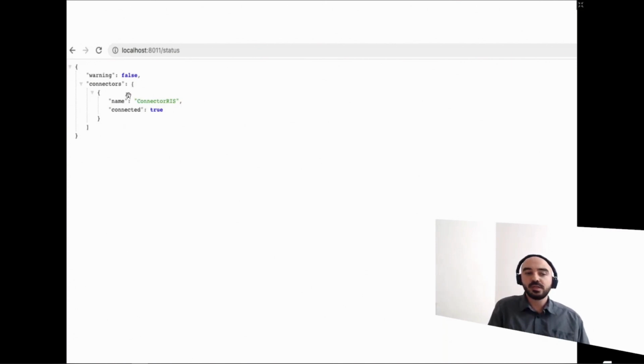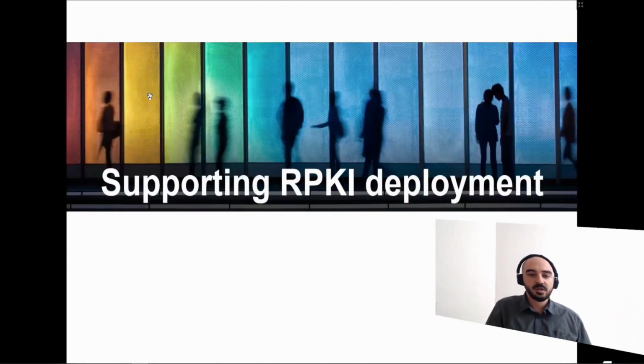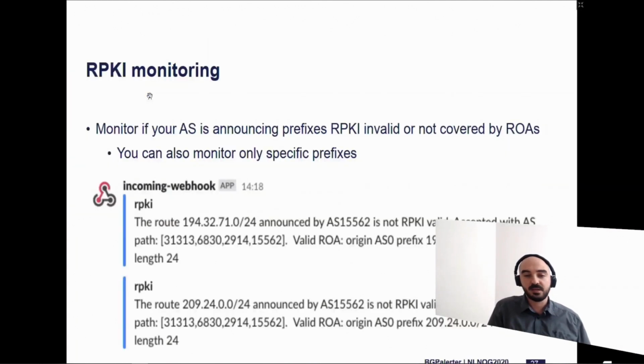If you don't want to read the payload, for example, you want to configure it in Nagios, you can read the payload, or you can also just read the HTTP status code. And if it's 200, it's fine. If it's different than 200, you have an issue. So now let's focus on the RPKI deployment and the support.